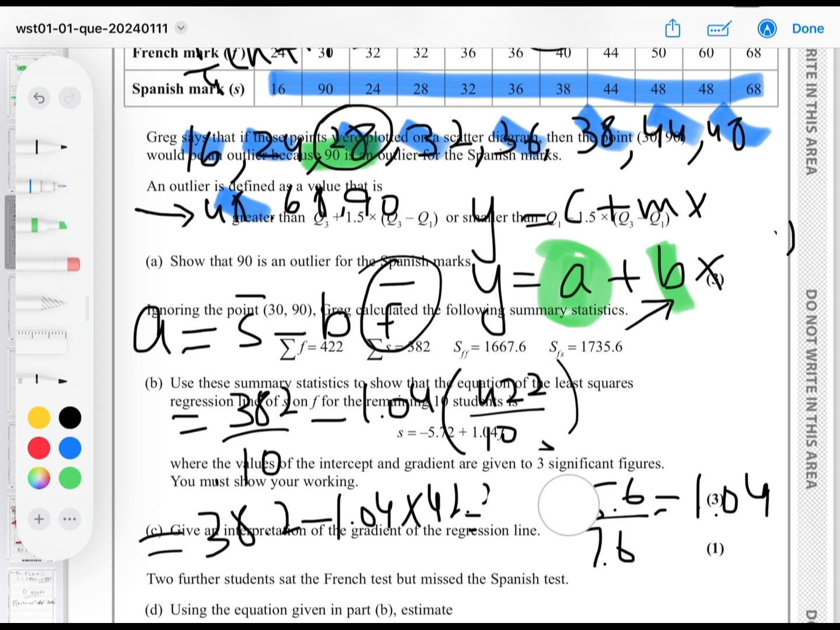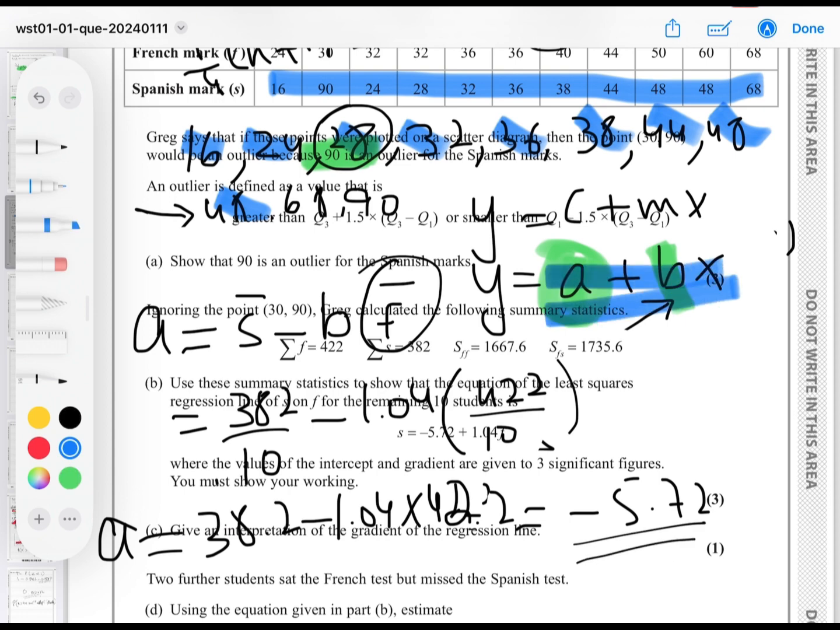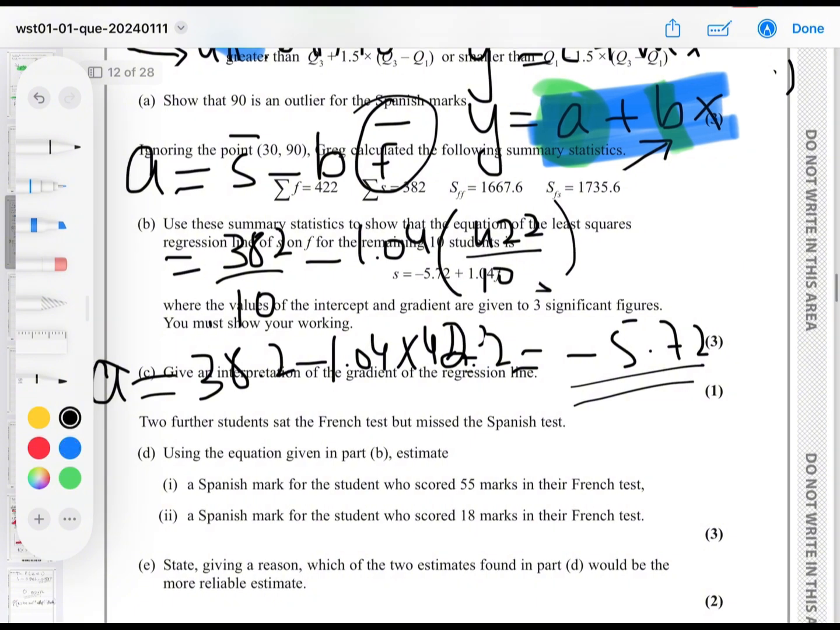Let me erase this one. 42.2. Okay, so the value for this is the value for a. This is the calculation for the value of a, and this is the formula which is in your textbooks. Now, by putting this in the calculator, the answer which we have is this one. So now we will put this here: the standard equation equals the value for a, which is minus 5.72, plus the value for b, which is 1.04.